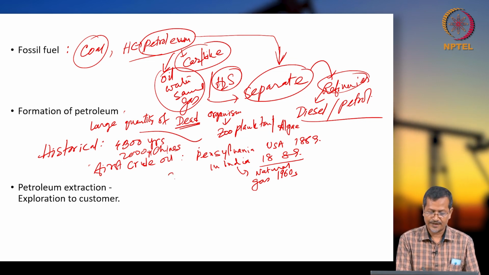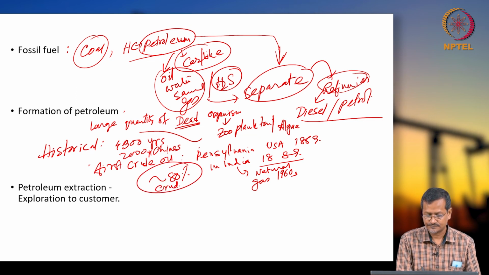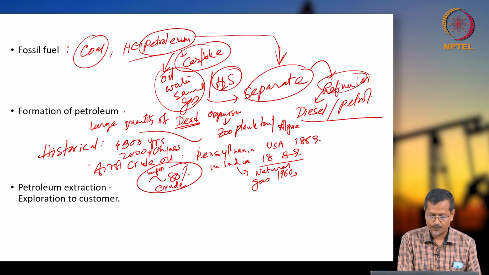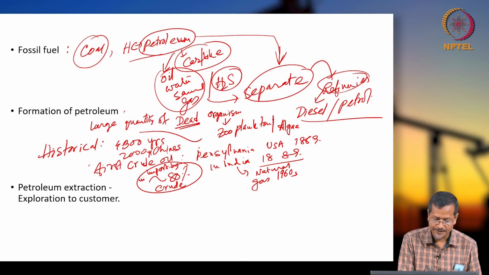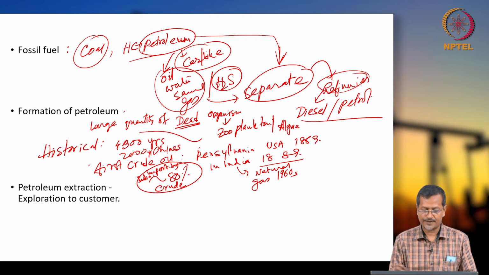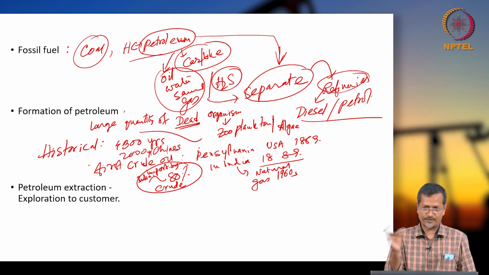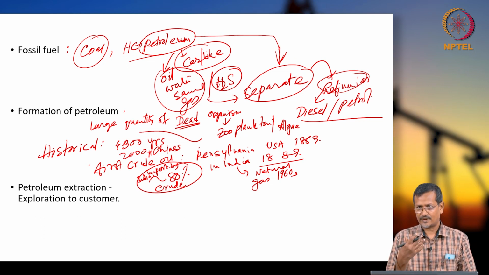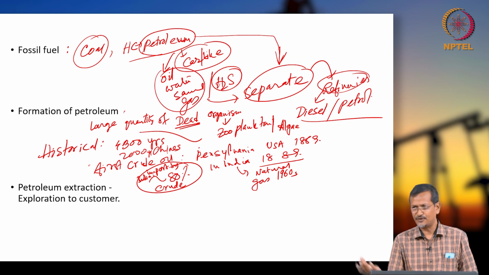India is importing about 80% of its crude oil. Okay, this is a very important term. 80% about you are importing. So, a huge amount of money you are giving to other countries. We are among the top consumers of petroleum, oil and gas, but our production is very low. So, that is why we are giving huge money.